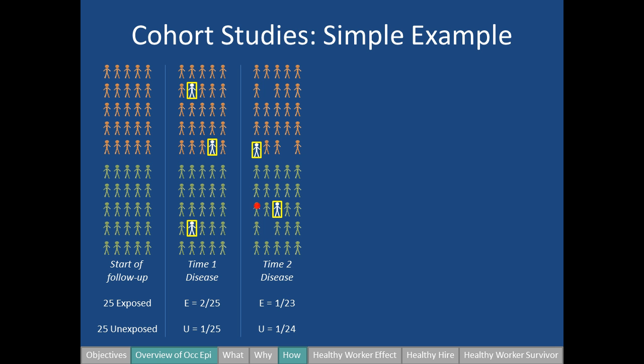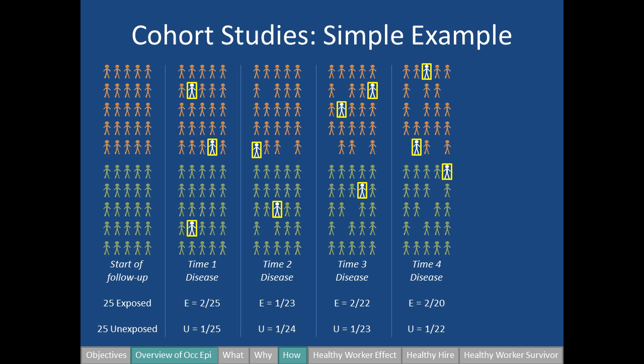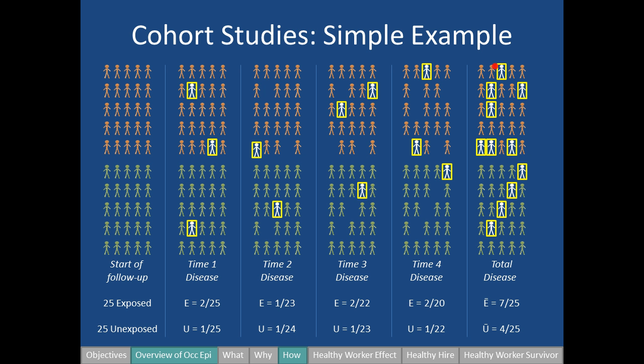Now here you have some more people who came down with the disease at year 2, year 3, and year 4. That's the end of our study. So we had 7 individuals who were diseased by the end of the study in the exposed group, and 4 in the unexposed group. So I just tallied that up here for easy reference.